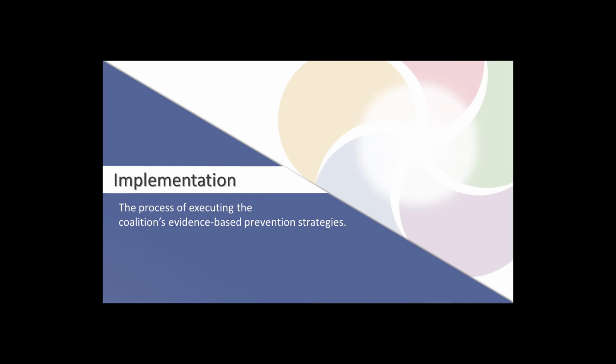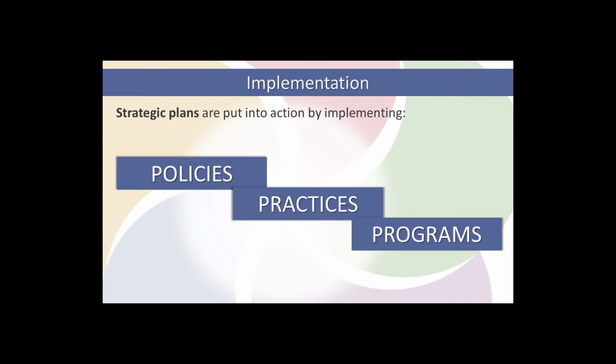Implementation is the process of executing the coalition's evidence-based prevention strategies. Implementation is what brings it all together based on what you've been building from the beginning with assessment. It is important to implement with thoughtful and effective evidence-based strategies. All activities implemented should be aligned with the strategic plan and support the goals of the coalition.